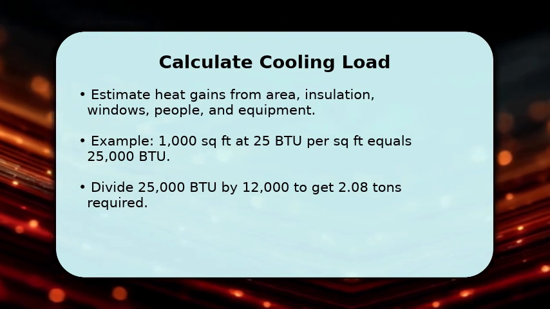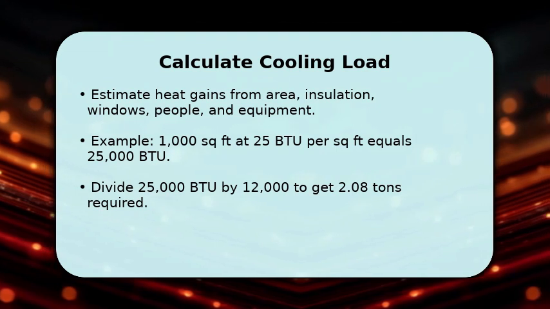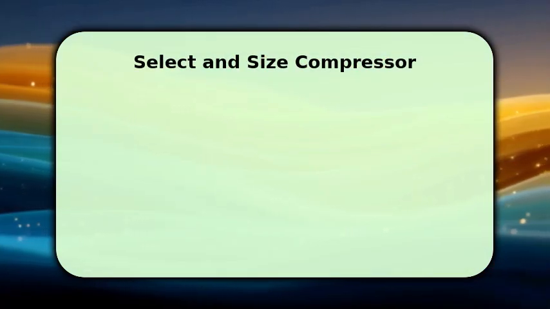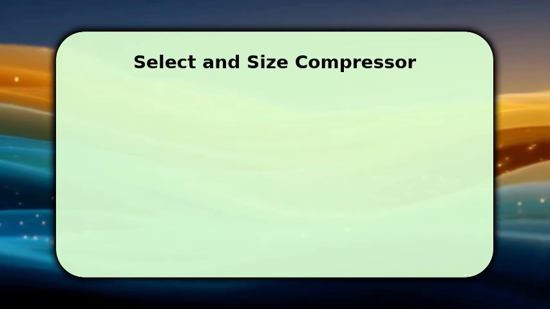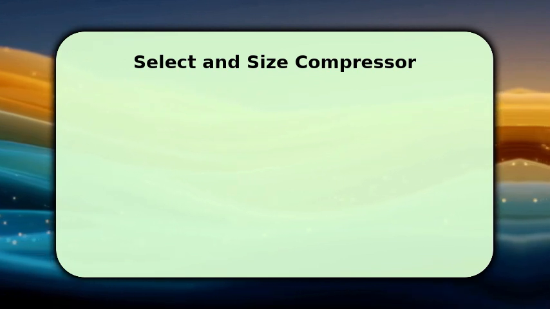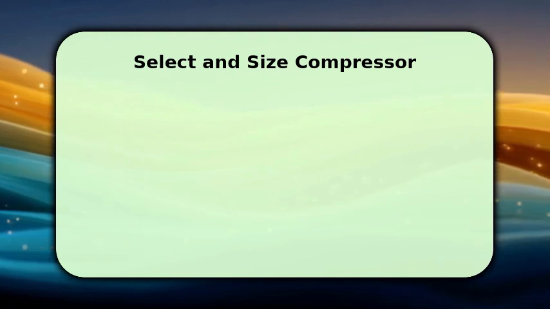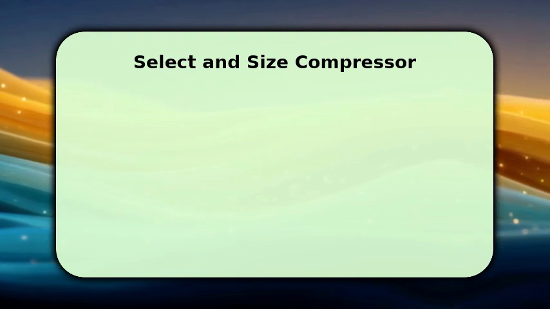After converting BTU to tons, apply a 10% safety factor to cover peak loads and inefficiencies. If your calculation yields 2.08 tons, multiply by 1.10 to get 2.88 tons. Round up to the nearest commercial size, for example to 2.5 tons or 3.0 tons depending on available models. Consider multiple compressors for redundancy and better part load efficiency in larger systems.